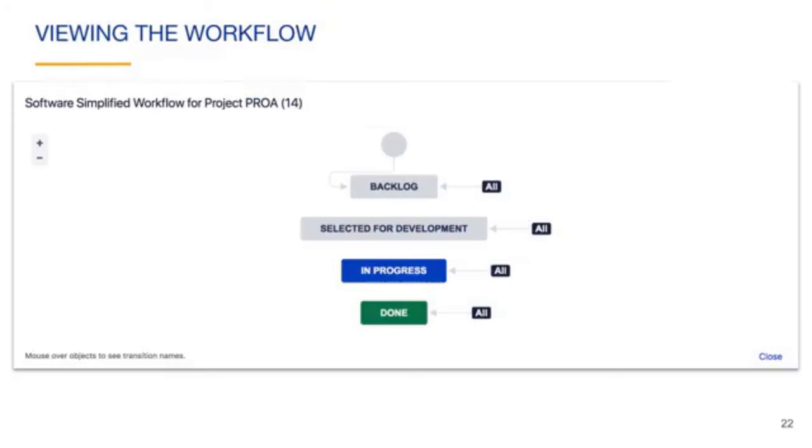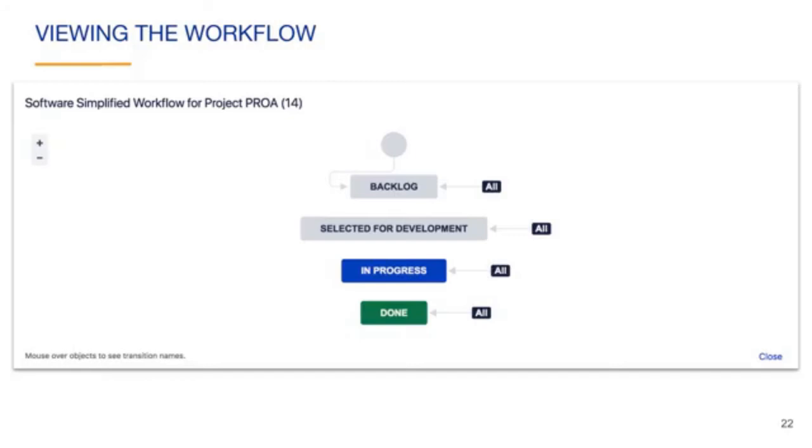After clicking the diagram link, you are shown a diagram of the workflow for the project. This is the default workflow when you select Kanban as the project template when creating the project. The gray dot at the top of the workflow represents the creation of an issue. The gray arrow pointing from the dot to the backlog is a transition and means that when you create an issue, its workflow status is automatically set to backlog. The selected for development, in progress, and done boxes represent the three other statuses in the workflow.